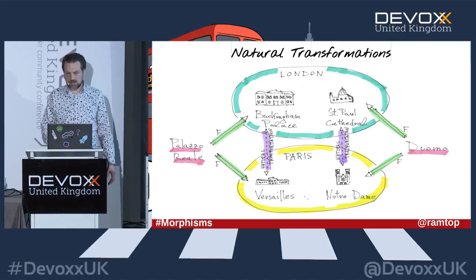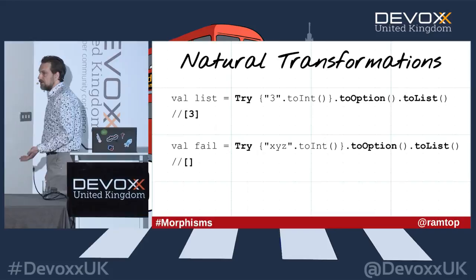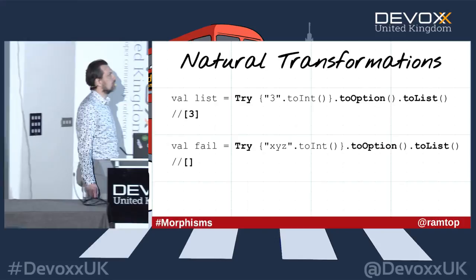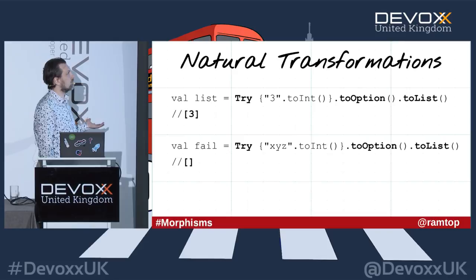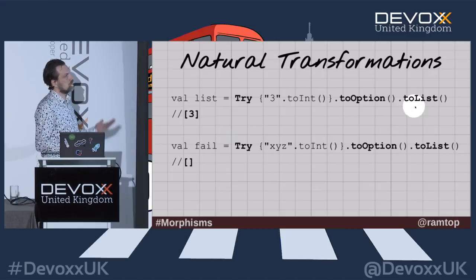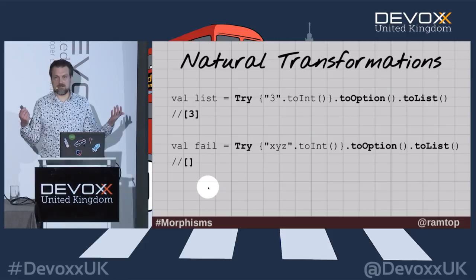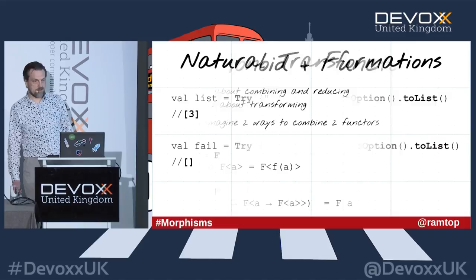And from a programming point of view, natural transformation is something that we do all the time. We don't even know that they have a name. So if we have a Try and we want to transform it to an Option, or then we want to transform it to a List, we just write the code. I mean, it seems quite trivial, nothing special that we wrote. And it is. It just technically is a natural transformation. But now we just have to define the term.